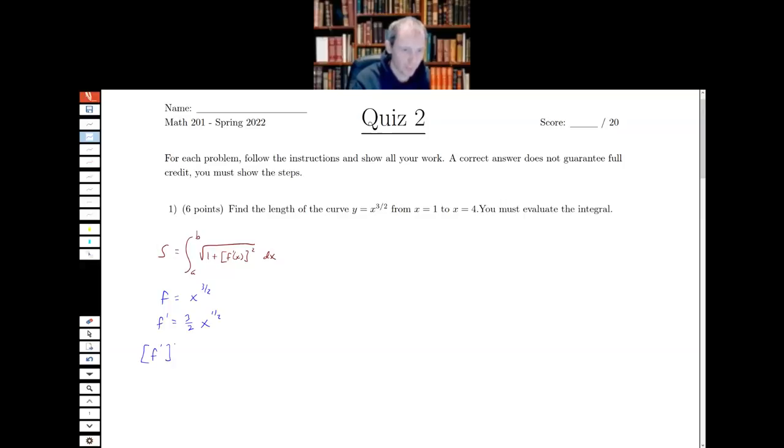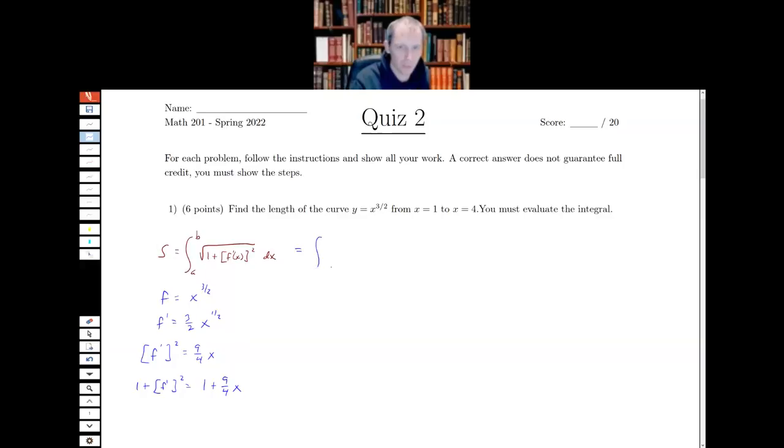Then I take f prime and I square it. So it's multiplied, so I'm just going to square each piece. So we get 9/4 x to the 1/2 squared will just give me x to the power of 1. So then 1 plus f prime squared is 1 plus 9/4 x. Okay, so that's what goes inside the square root in my integral, right?